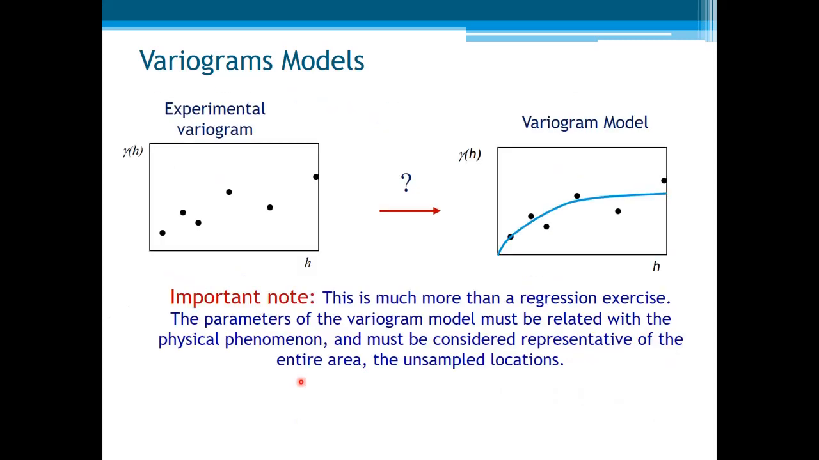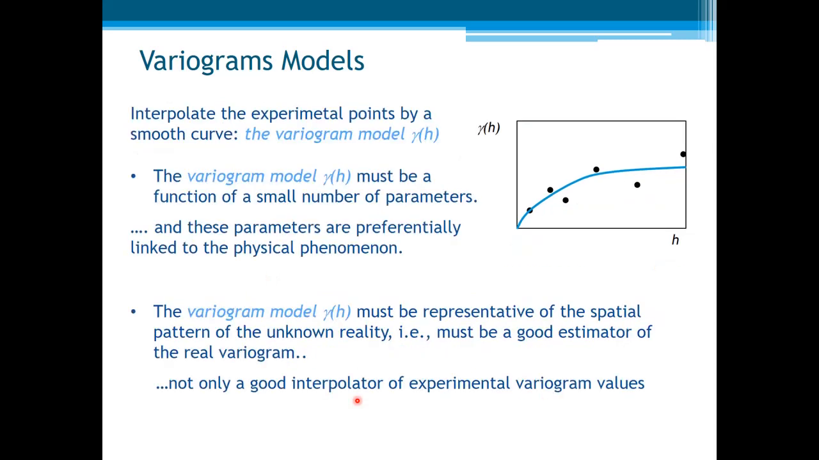Of course, this is a regression exercise, but it is important to note that this is much more than a simple regression exercise. The parameters of the variogram model must be related with physical phenomena and must be considered representative of the entire area, the unsampled locations. So we wish to interpolate the experimental points by a smooth curve, the variogram model, gamma of h. But this model must somehow be related with physical phenomena.